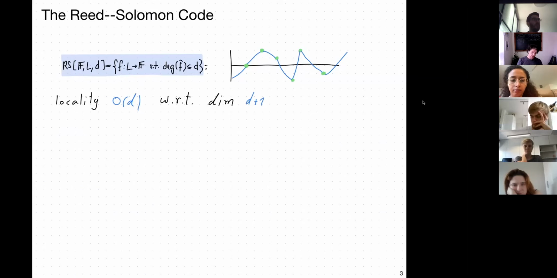And here I'm writing that this is with respect to dimension d+1. So you might ask, what do I mean by dimension d+1? So let me try to clarify. First of all, this d+1 is the amount of information that we encode.